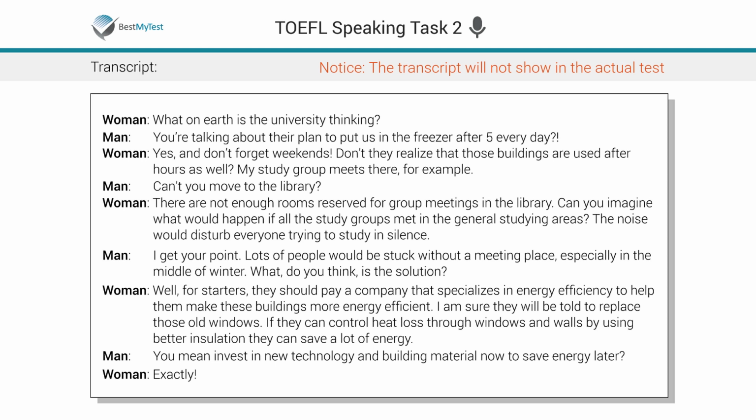What do you think is the solution? Well, for starters, they should pay a company that specializes in energy efficiency to help them make these buildings more energy efficient. I am sure they will be told to replace those old windows. If they can control heat loss through windows and walls by using better insulation, they can save a lot of energy. You mean invest in new technology and building material now to save energy later? Exactly.